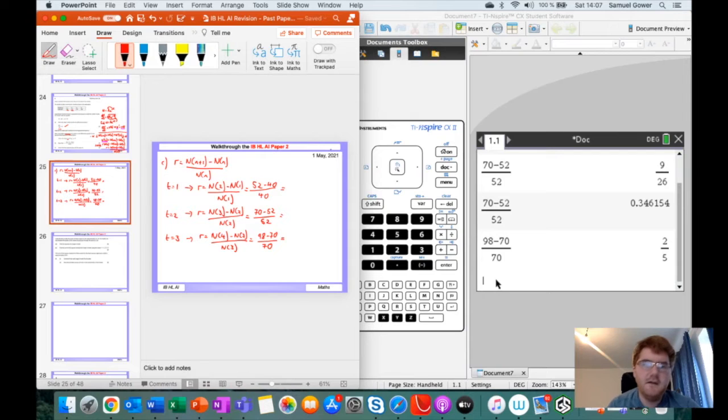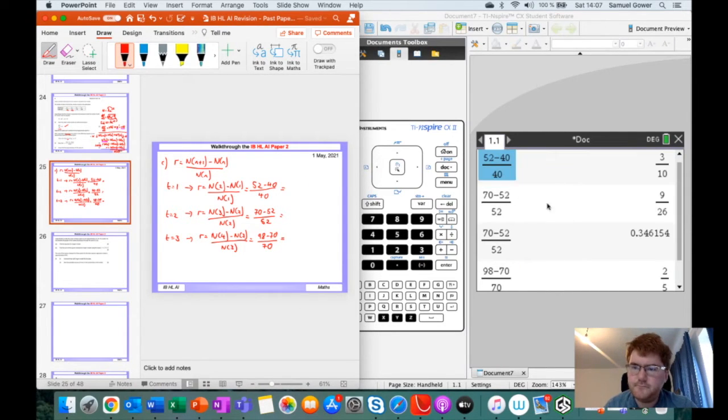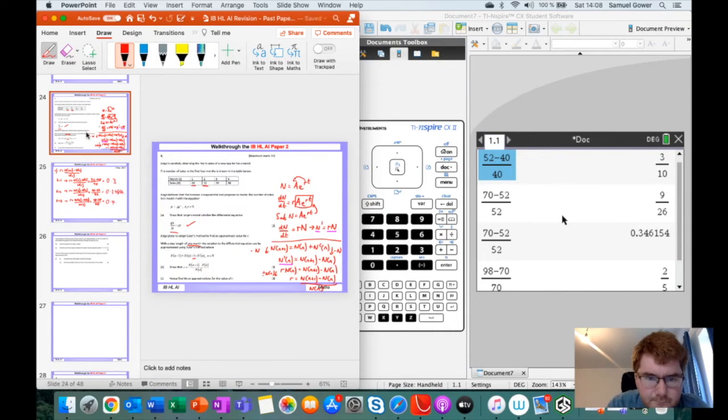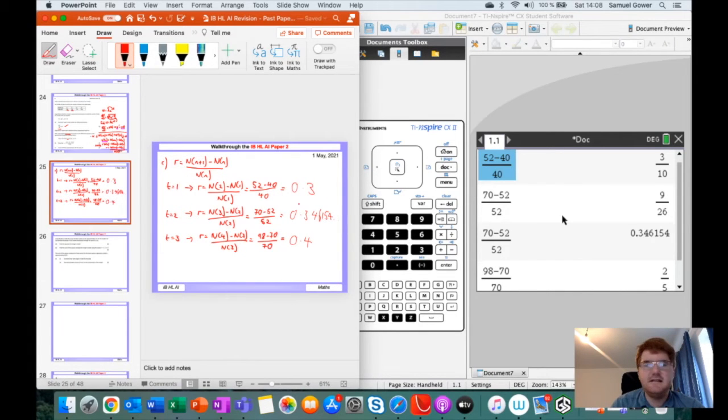I'll just draw it in from here. So we've got, it was 0.3 before. Double check, yep, so 0.3 here. And we've got 0.346154, and then we've got 0.4. So I think it's a 3-mark question. Yeah, 3-mark question, so you've got your data there that we need. All good. Let's carry on.